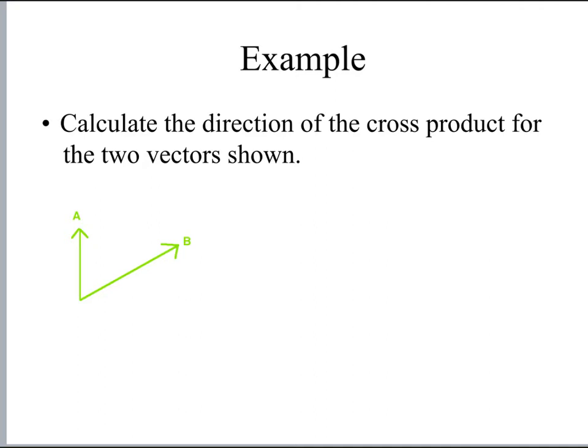So here we have an example. We want to calculate the direction of the cross product for these two vectors. Now, both of these vectors are in the plane of the board or the screen that you're watching this on. And so that means the answer is either going to be into the board or out of the board, into the screen or out of the screen, because we know that the answer has to be perpendicular to the plane formed by these two vectors. Now, let's form the vector A cross B.